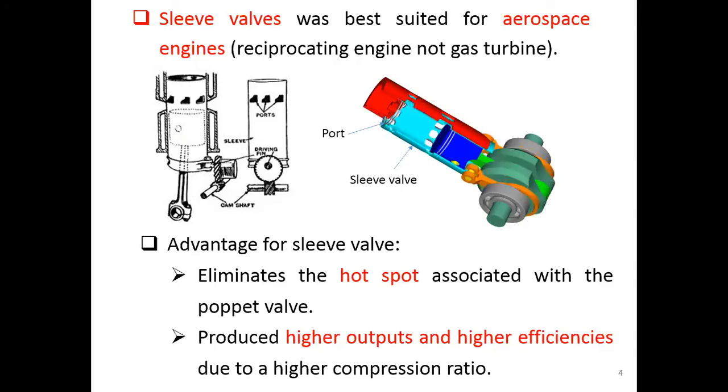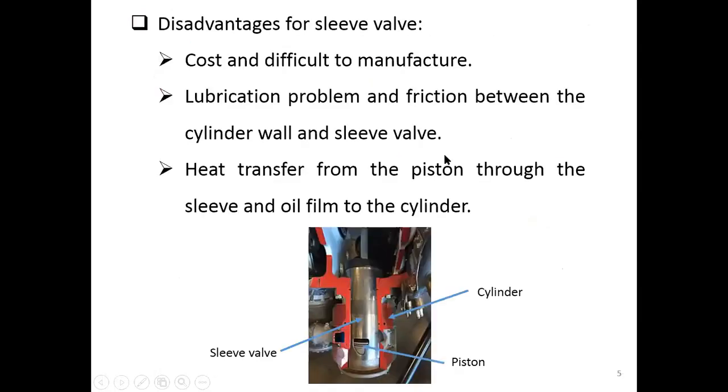This sleeve valve is also good because it can produce higher output and higher efficiency, because when you use this sleeve valve, you don't need to be concerned about opening and closing on the top. That means you can go for a higher compression ratio. Because if you use the poppet valve, the opening and closing is on the top, but this one is on the side. So you can have a higher compression ratio within the cylinder, without being afraid that anything will leak out.